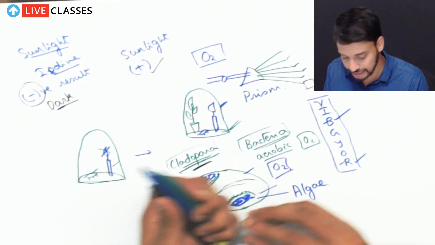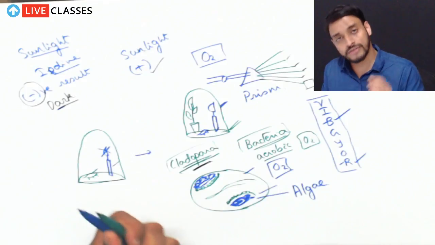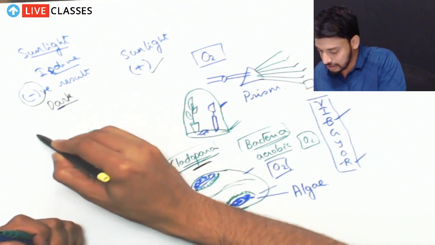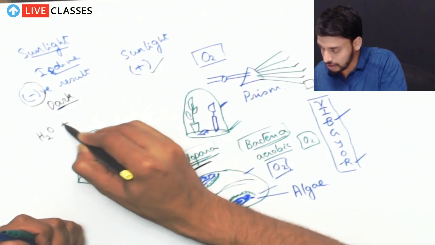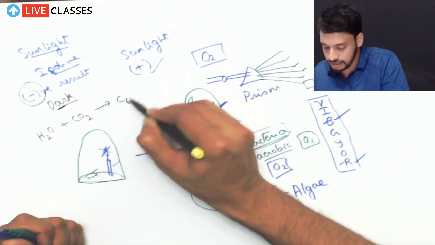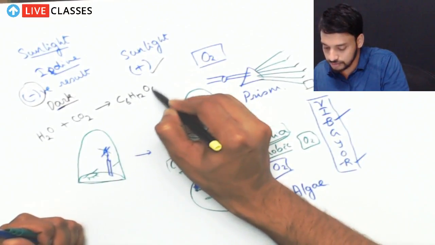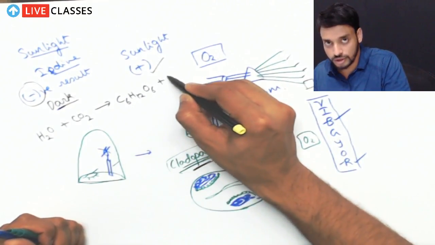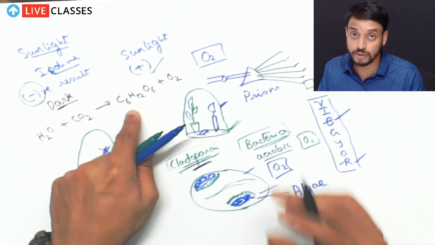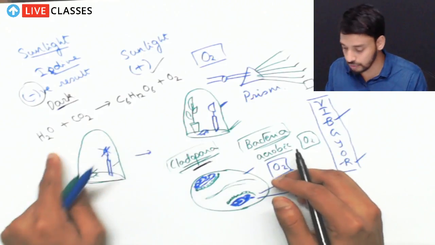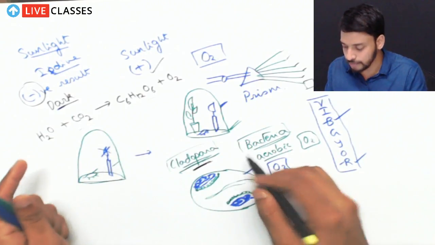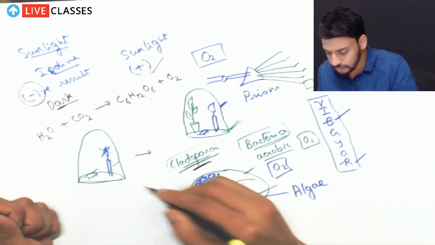So these were the certain experiments. Now one of the important experiments. So from here we know that water plus carbon dioxide gives what? Glucose, C6H12O6, plus what? Oxygen. This is the equation of photosynthesis, correct? Someone was asking about the equation of photosynthesis. So this is the basic equation of photosynthesis. You have to balance it, correct?